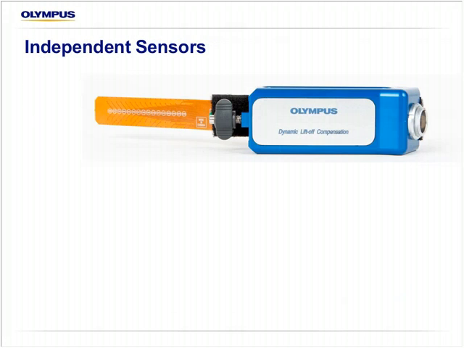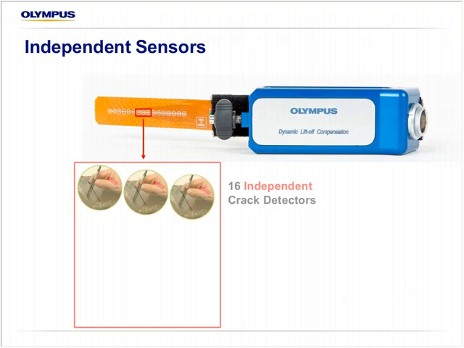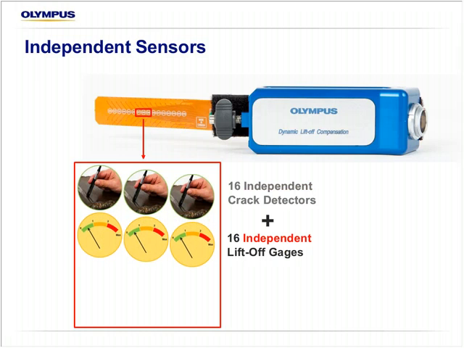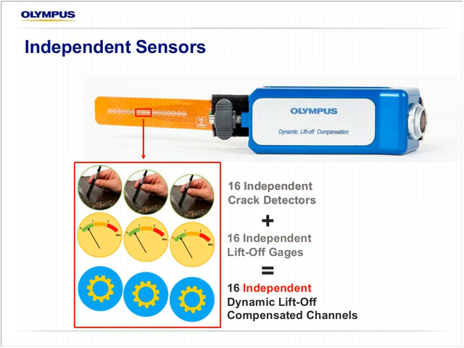Again, those sensors are independent, so imagine 16 independent crack detectors. Obviously, to simplify, I've laid out only 3 there on the screen. So they are overlapping. So there's also 16 independent lift-off sensors. And when they are combined, it produces 16 independent dynamic lift-off compensated channels.